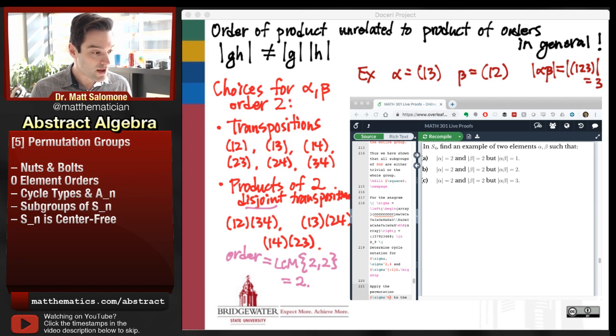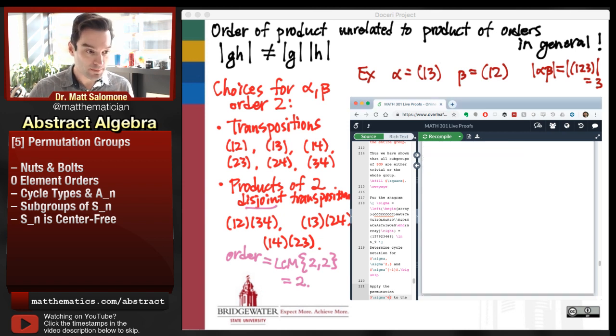So if nothing else, this quick example is just a cautionary tale: just because we know the order of 2 elements in a finite group does not guarantee in general that we know what the order of their product is going to be. We really do need to know how those elements interact with one another more specifically before we can say for sure what the order of that element is going to be.